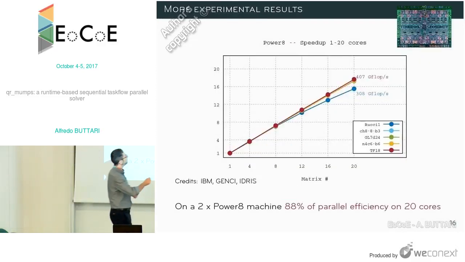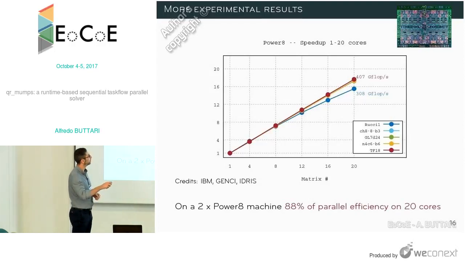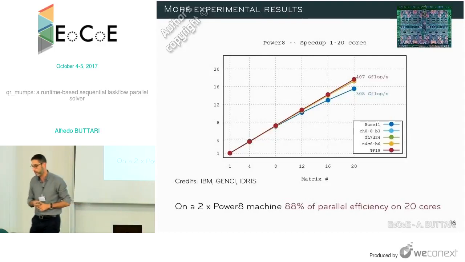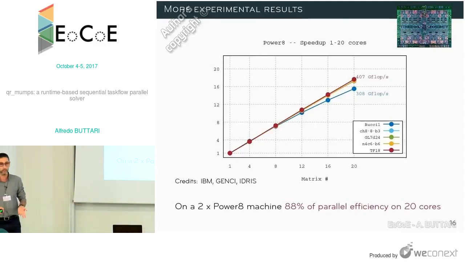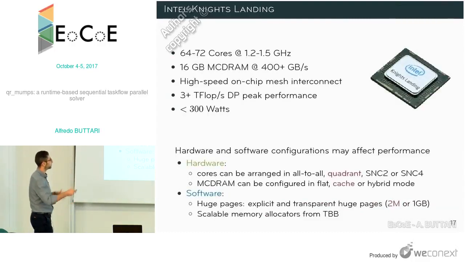Now this is scalability on a Power machine up to 20 cores for a number of problems. And what you can see is that for the largest problem, we have a pretty impressive parallel efficiency of 88%. So that basically means a speedup of 17.6 out of 20. Okay, so this is quite impressive. And then KNL, I'm not going into the details because we've already seen this this morning.